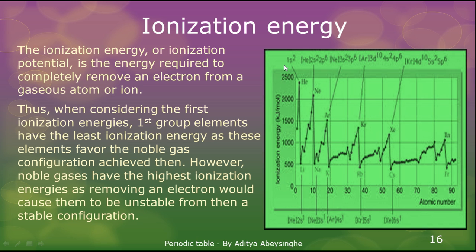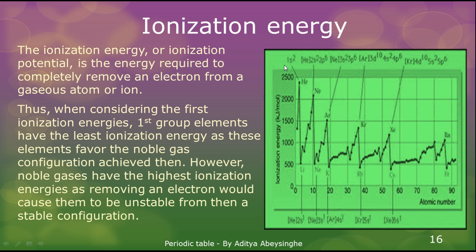So when we provide a huge amount of energy to these noble gases or rare gases, they release the outermost electron and become unstable from a then stable configuration. They don't like that. So that is the highest energy that we can obtain in a period for the first ionization energy.